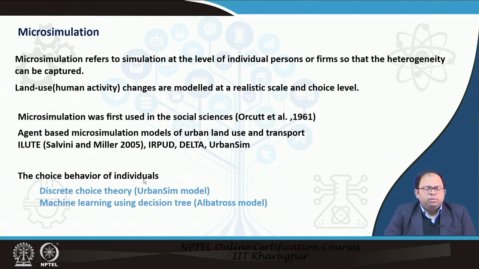Microsimulation was first used in the social sciences discipline, and then agent-based microsimulation models of urban land use and transport were developed. Some of the famous ones are ILUTE, ILUMASS, Delta and UrbanSim. These are very famous urban land use transportation models following microsimulation. The choice behavior of individuals is guided by discrete choice theory, as it is done in the UrbanSim model, and also by machine learning using decision trees in the Albatross model.